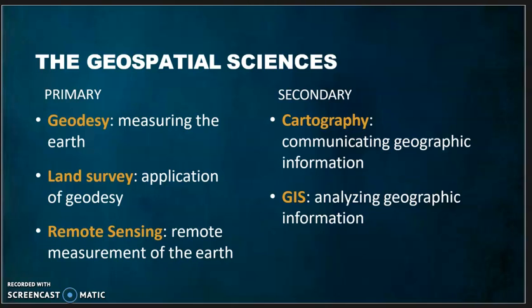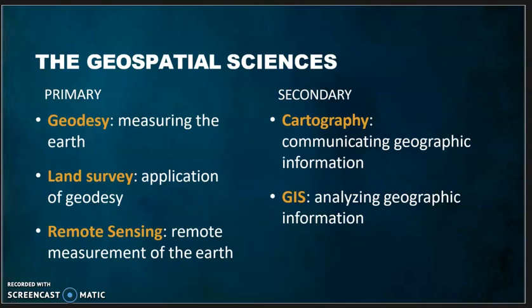Primary geospatial sciences produce geospatial data. Secondary geospatial sciences integrate existing geospatial data to answer specific questions. So the first primary geospatial science that we'll go over is geodesy, which is measuring of the Earth.